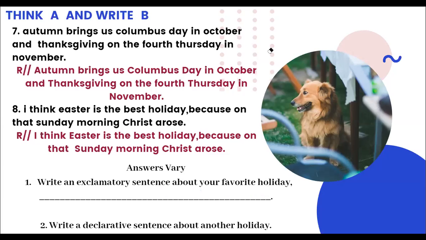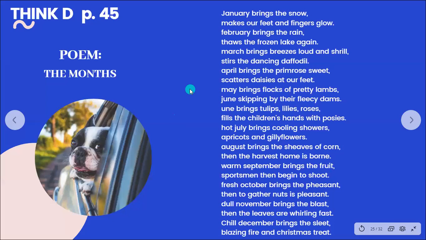Good. Okay, let's move on. Think D, page 45. Okay, we arrived at our last page. Here we have a poem. Very good, Carlos. He said that he already finished. Excellent. Remember that you can write your own sentences, okay? You are going to create your own sentences, or you can use my sentence, but it would be better if you use yours. Okay, here we are, page 45. Very good, Diego. He already finished. Excellent. We have a poem.